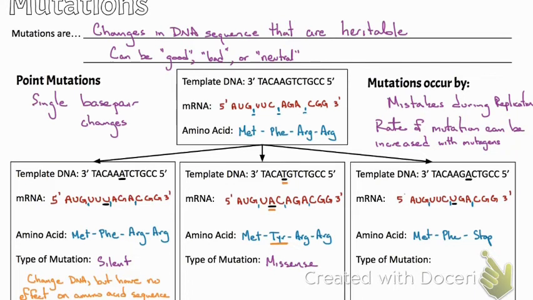Missense mutations are ones where the DNA will change, and this change results in a different or new amino acid.